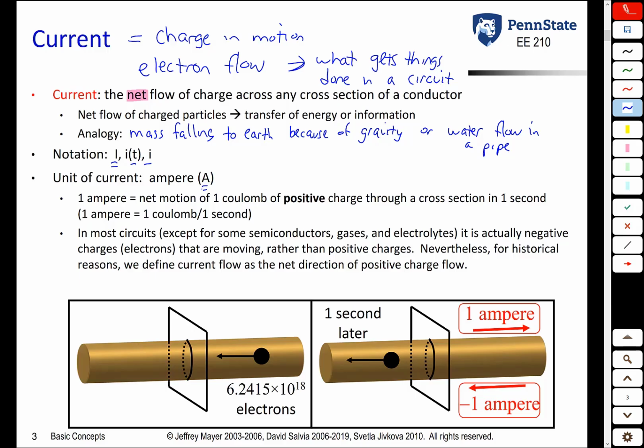So what is the definition of an ampere? An ampere is the net motion of 1 coulomb of positive charge through a cross-section in 1 second. A couple of terms in this definition are key. Once again, net. You could have electrons moving left to right and right to left. It is the net motion that really matters. The other term that's really important and a little confusing is positive charge. The reality is, in the vast majority of circuits, it is actually the electrons that are moving, not the protons.